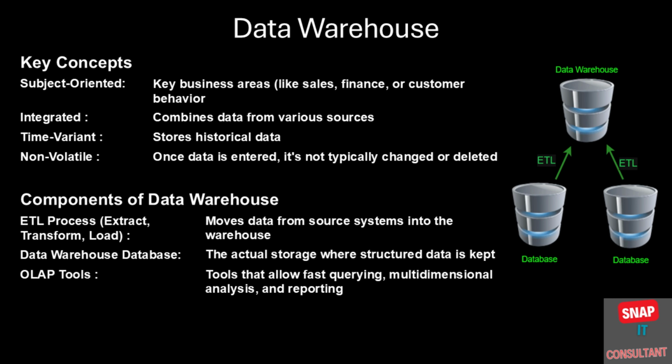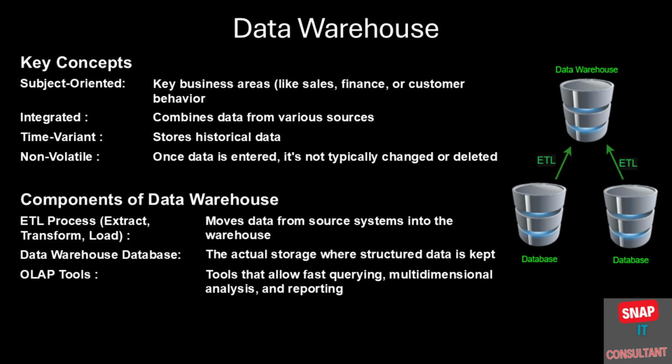Now, let's talk about how a data warehouse actually works. What are the moving parts? The first big part is the ETL process: extract, transform, load. This is how data gets from your source systems into the warehouse. Extract means pulling data from different sources. Transform means cleaning it up, reformatting it, and organizing it. Load means saving it into the warehouse, ready for analysis.